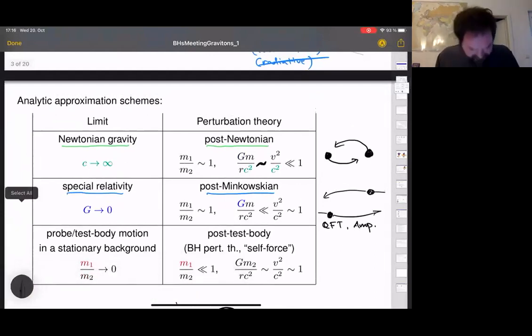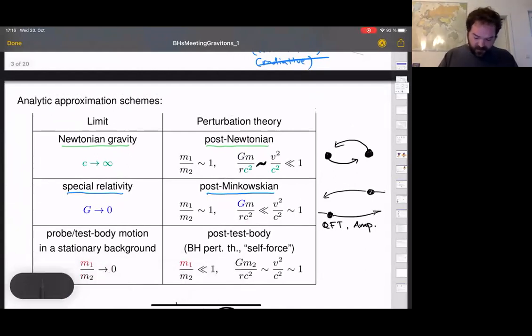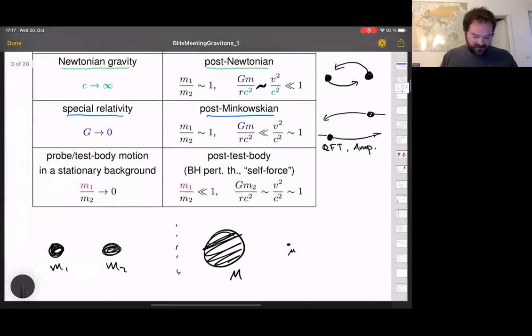And finally, a third perturbation scheme that's available to us is to consider the situation where one of the masses is much smaller than the other. If you go all the way in that limit, you get what we talked about before, the probe or the test body limit in a stationary background. And specifically that limit is, as we also already mentioned, for the non-spinning problem, geodesics in a Schwarzschild space-time.